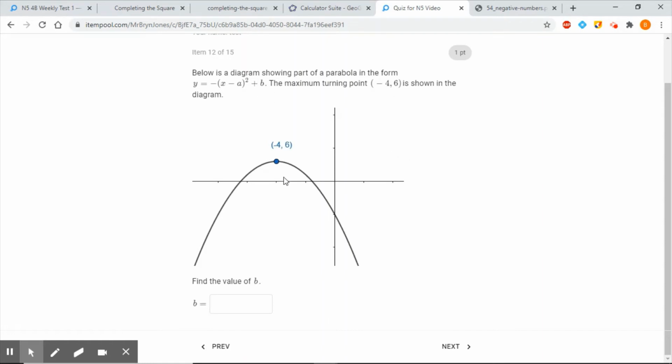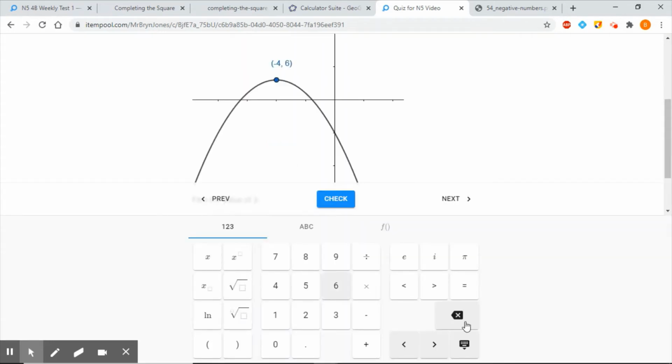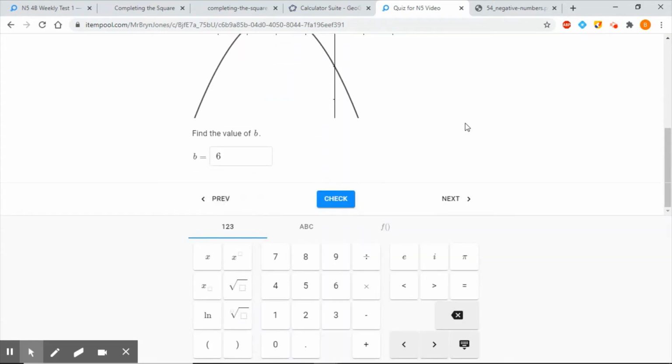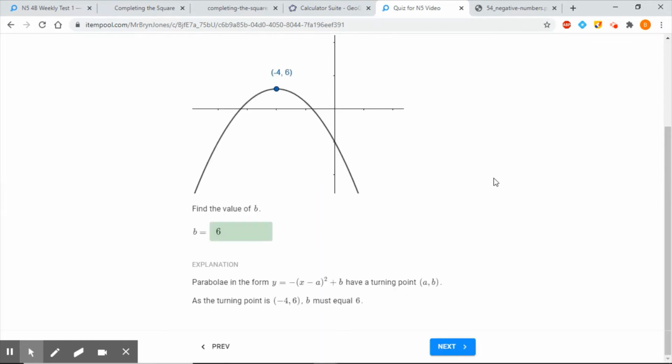Okay, so b is telling us about the y-axis, and in that case it's 6. This would be 6. Okay, so I believe I wrote 6 in there. Let's check that, and that is correct.